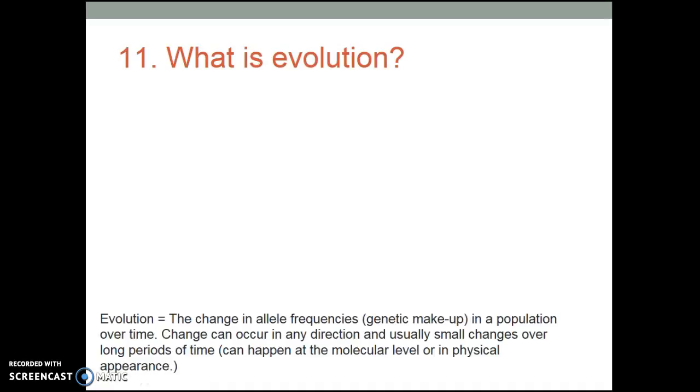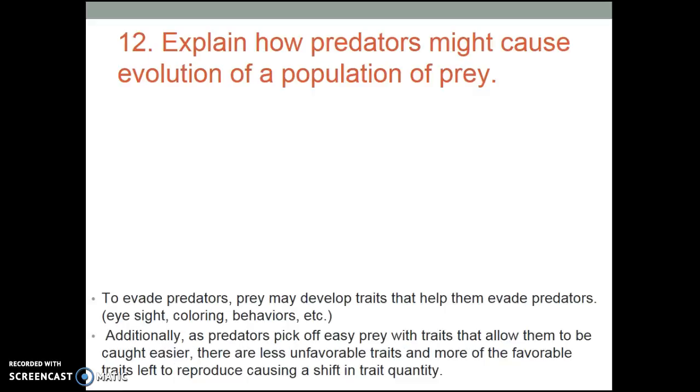Evolution. This is where there's the change in allele frequencies or that genetic makeup. And it can change in any direction, and they're usually small changes over a long period of time. So it's not evolution in a blink of an eye. It's going to be over many years, hundreds, even thousands of years. How might a predator cause evolution in a population of prey? Potentially, if we are trying to evade a predator, those prey are going to develop certain traits that help them evade those predators.